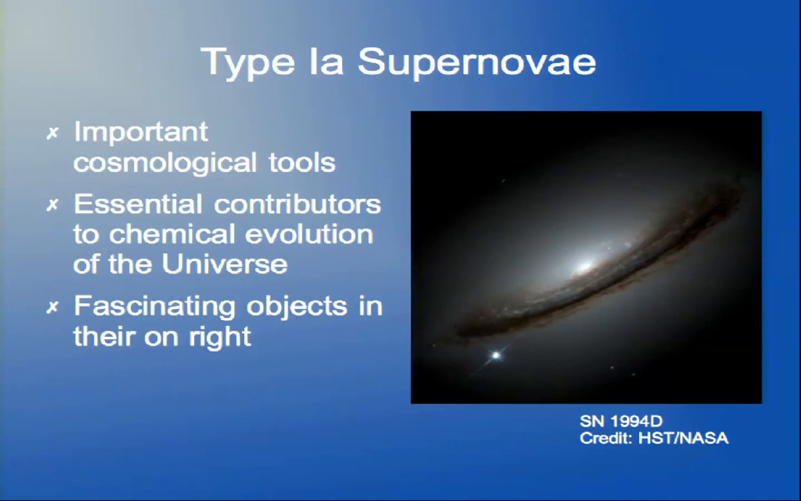Okay, so Type Ia supernovae, as I said, are thermonuclear explosions. Why are they interesting? There are three main points. The first is that they are important tools for cosmology. They are used as standardizable candles to measure the acceleration of the universe. You all know that.